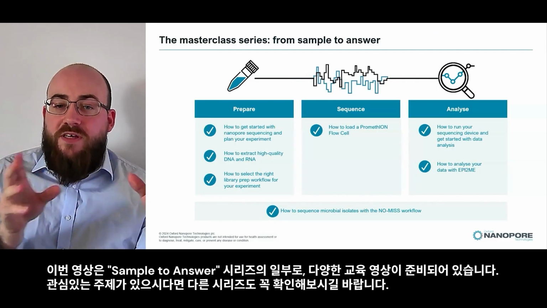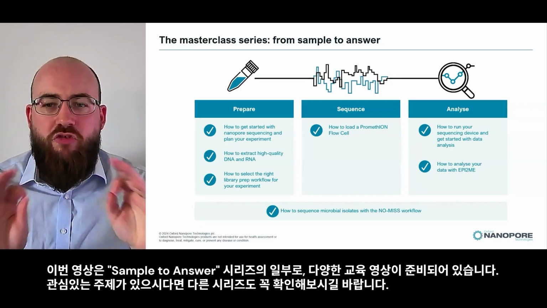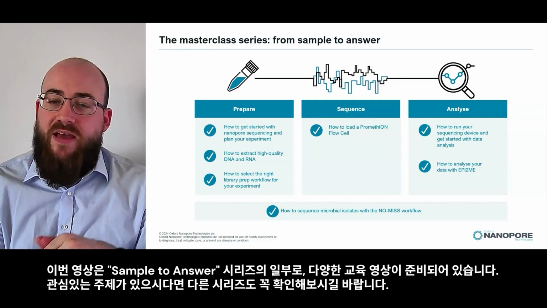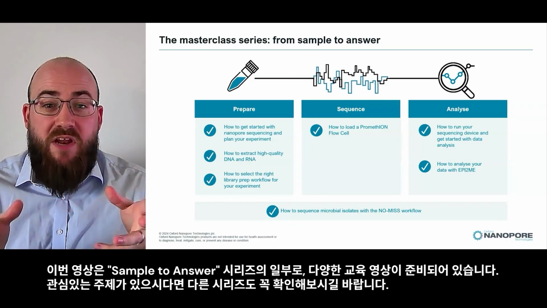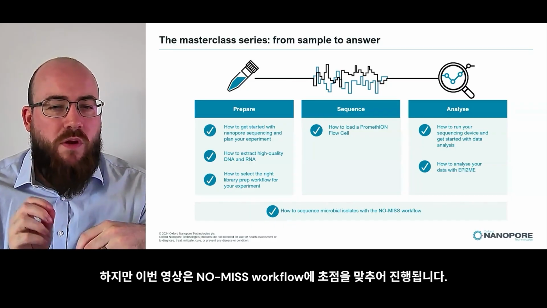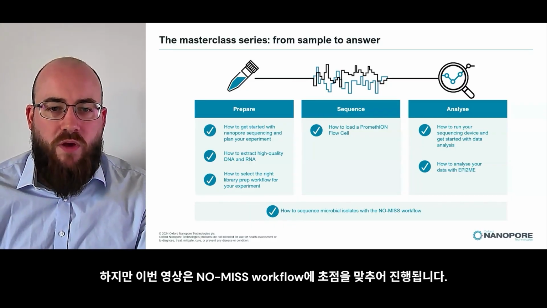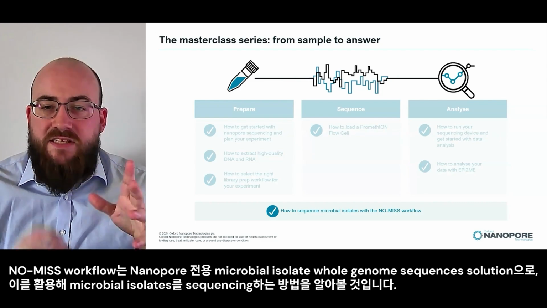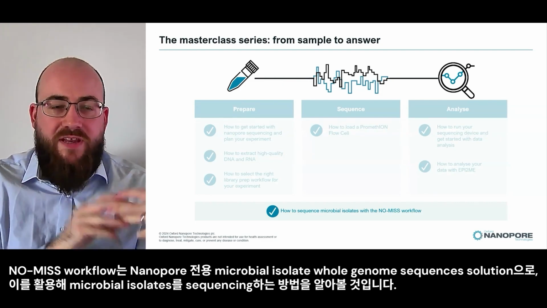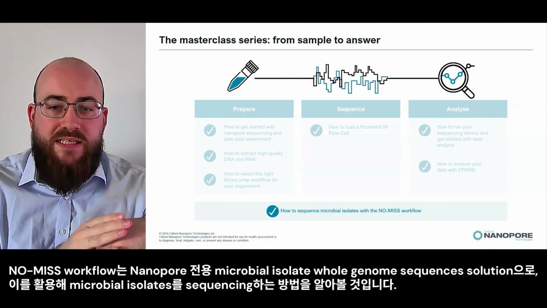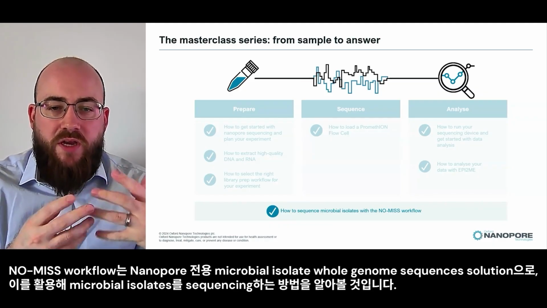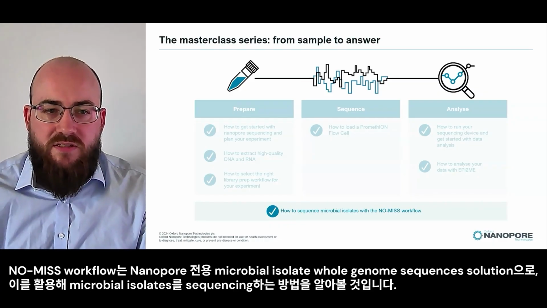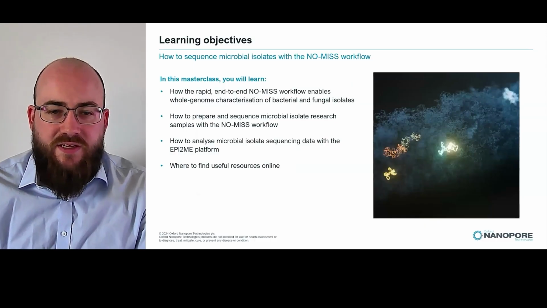Now, this is part of our sample to answer series. There's a lot of great talks here, so please do go and check them out if there are any of them specifically relevant to you. But this one is a one-off special on the no-miss workflow. Now, this is a full end-to-end workflow, nanopore-only microbial isolate sequencing solution, and we're going to talk about how we can use that to sequence our isolates.